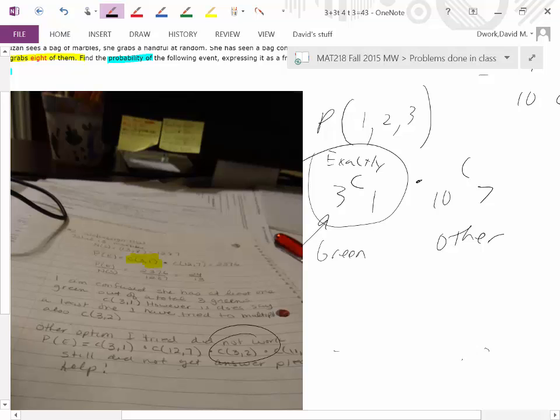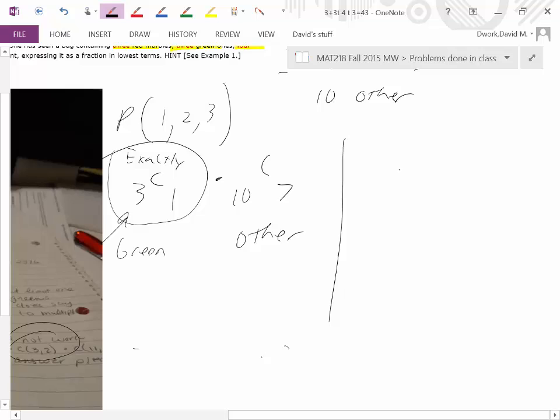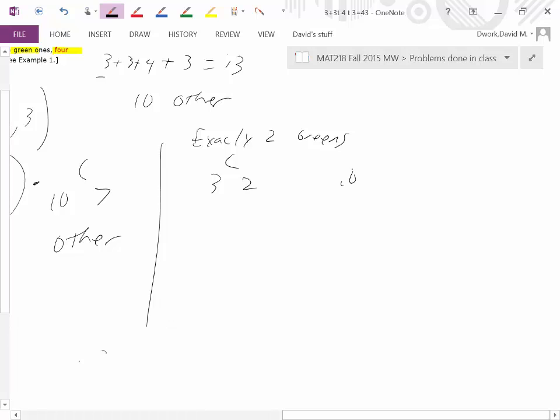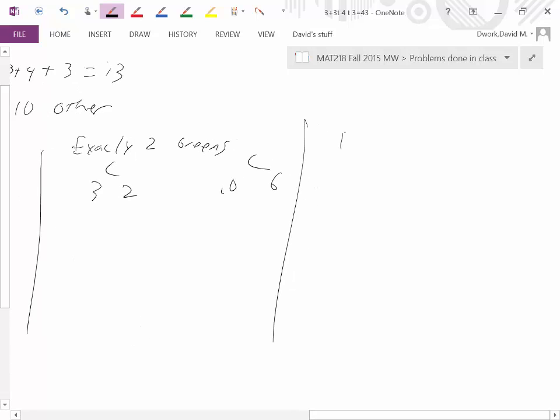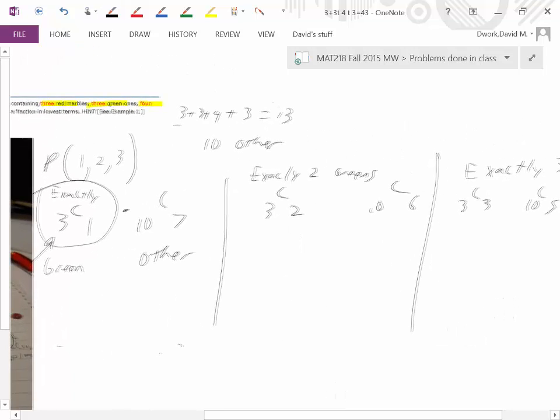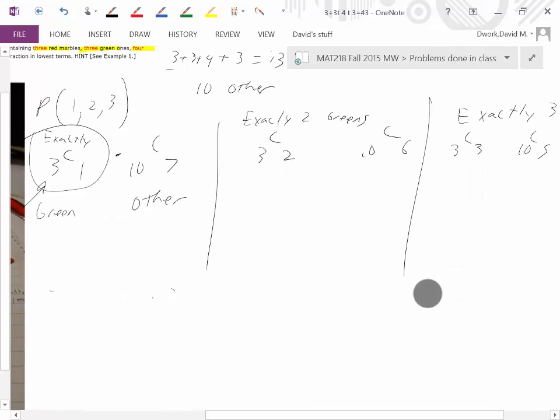And then here it looks like you're building onto that. You're saying now I want 3 choose 2. That would guarantee exactly 2 greens, which means out of the 10 other colors we would now need 6 of them. And once again, the other possible combination we could have would be exactly 3 greens. So therefore 3 out of the 3 greens, choose 3 of them. 10 choose 5.